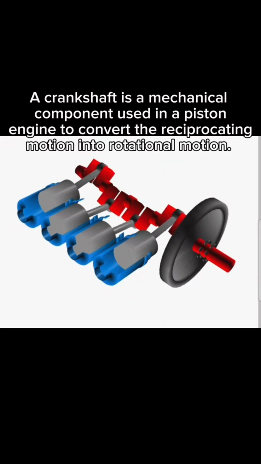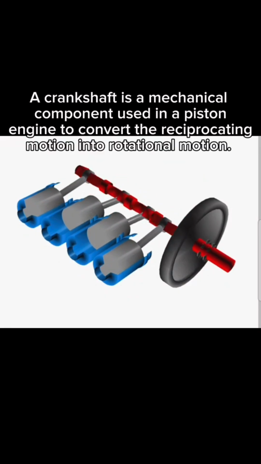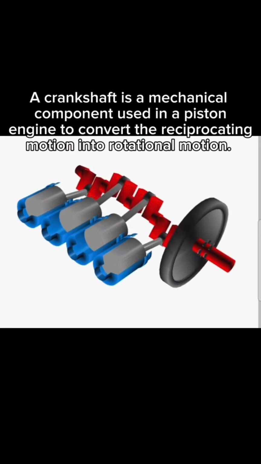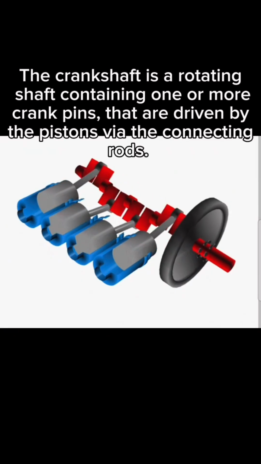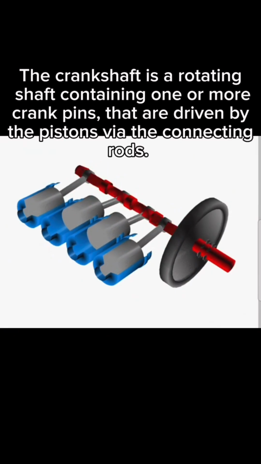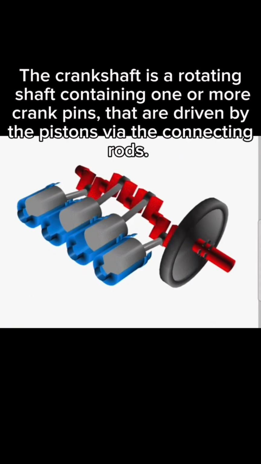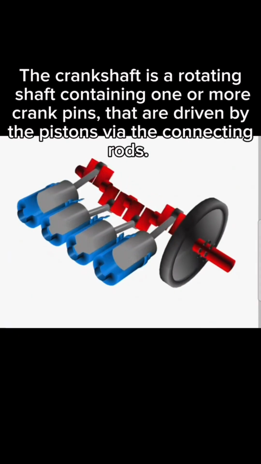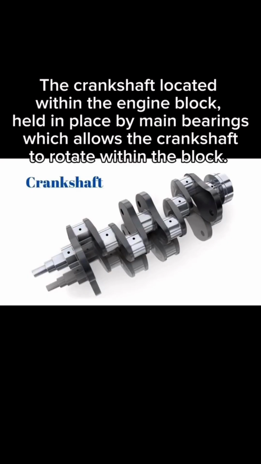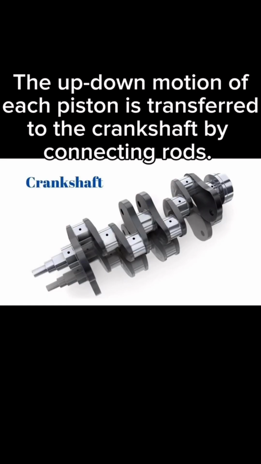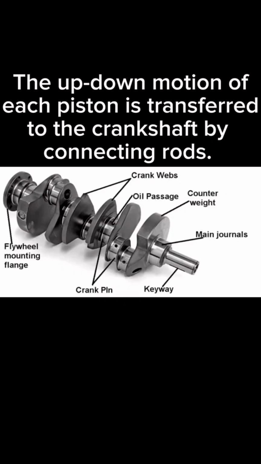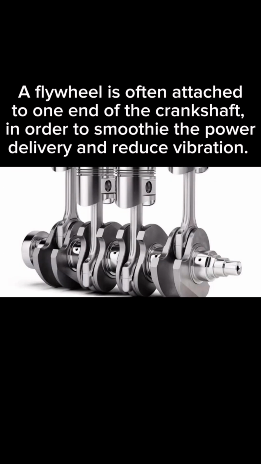Crankshaft. A crankshaft is a mechanical component used in a piston engine to convert reciprocating motion into rotational motion. The crankshaft is a rotating shaft containing one or more crank pins that are driven by the pistons via the connecting rods. The crankshaft is located within the engine block, held in place by main bearings, which allow the crankshaft to rotate within the block. The up-down motion of each piston is transferred to the crankshaft by connecting rods. A flywheel is often attached to one end of the crankshaft in order to smooth the power delivery and reduce vibration.